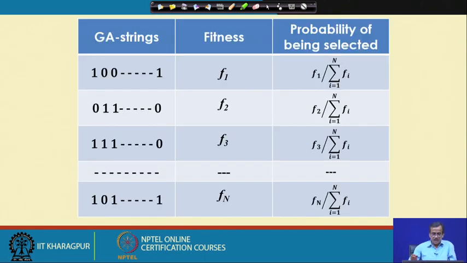Now, let us concentrate on the GA population. This is the initial population which I have got, created at random. For each of the GA strings, I have the fitness values. Now, I can find out the probability of being selected in the mating pool for each of these GA strings. And once I have the probability values for the whole population, the sum of the probability values will be equal to 1.